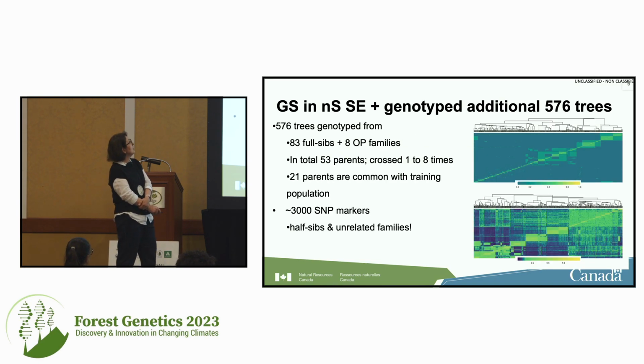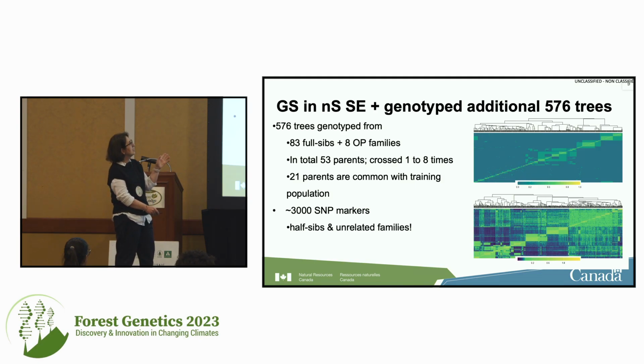Again, there were 576 trees genotyped. Again, no phenotype for this data set. They are coming from 83 full-sib families and then 8 open-pollinated families. And then in total, there are 53 parents, crossed 1 to 8 times per cross.